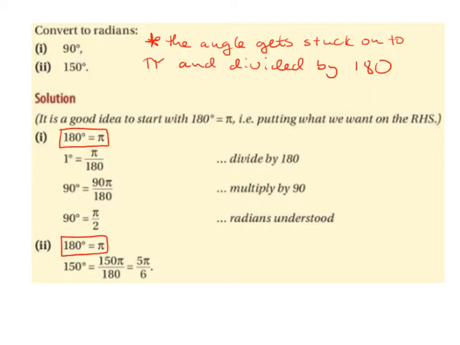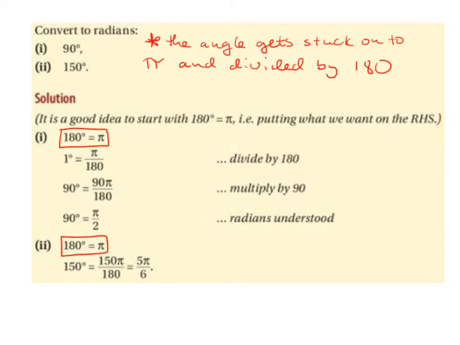So we're going to divide across by 180 and multiply across by 150. So you get 150 degrees equals 150 pi over 180. And 150 divided by 180 simplifies to 5 over 6. We get 5 pi over 6. So changing 150 degrees into radians, we get 5 pi over 6.